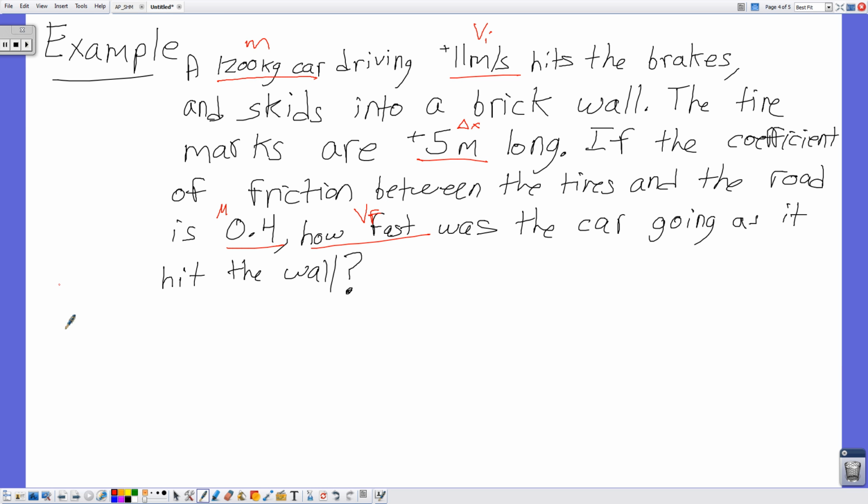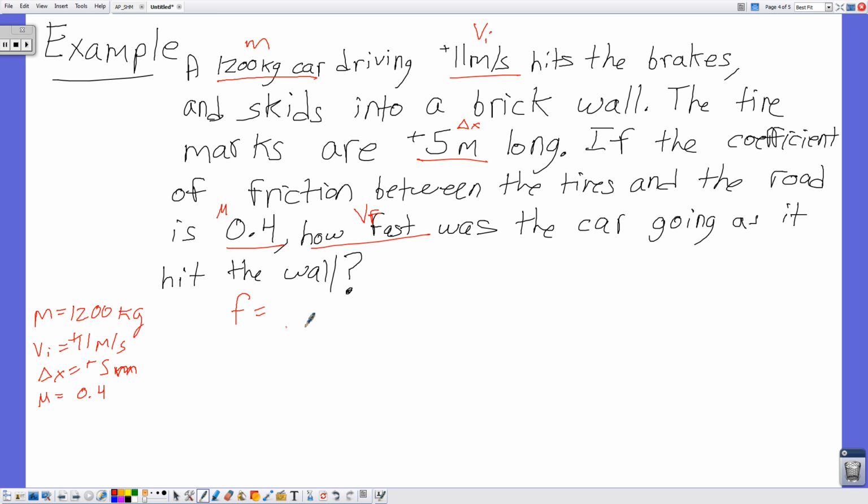Alright, let's make a little list of things we know. We know that m is 1200 kilograms. We know that v i equals positive 11 meters per second. That delta x equals positive 5 meters. Ugh, my handwriting's getting gross. Let's see. We also know the coefficient of friction is 0.4. No units on that.